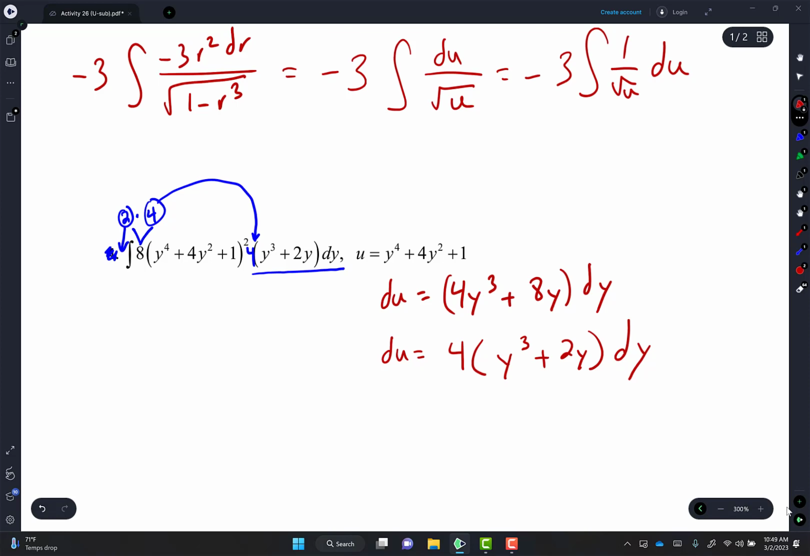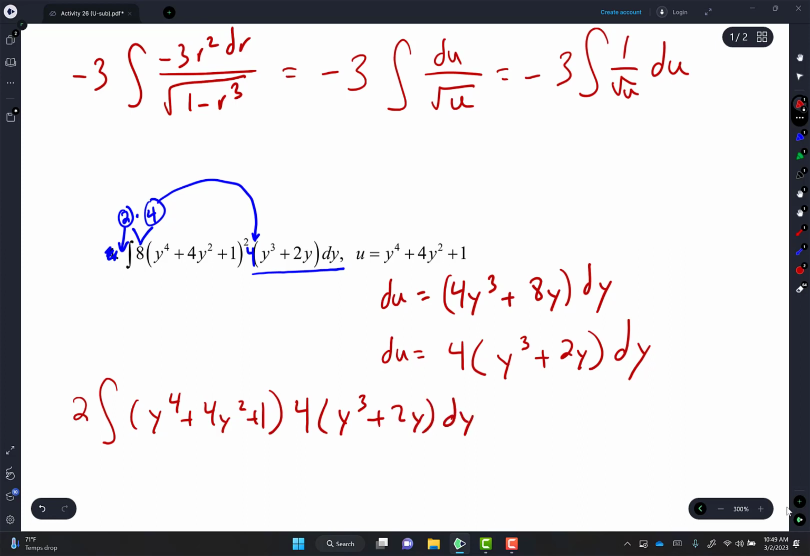So here we go. Here's what I have. I'm going to go slow. 2, parenthesis, and I have parenthesis y to the 4th plus 4y squared plus 1. I'm just rewriting it. Times 4 parenthesis y cubed plus 2y dy. Once you get to boss level, you don't have to rewrite it over and over. You can just see it and just do it. But look, this right there is just du. Do you see that, guys?